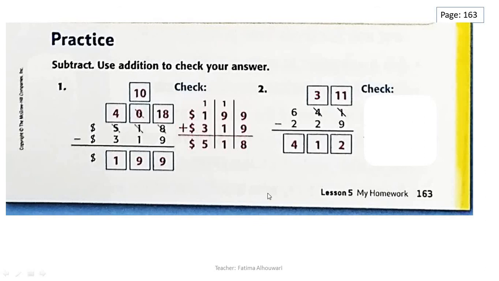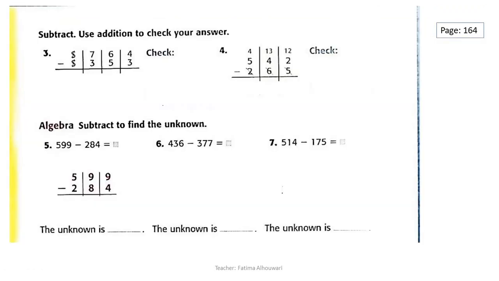The same for question number 2. 641 minus 229. The difference is 412. And to check, we can add these two numbers and we will get 641, which is the same as this number. So our answer is correct. Let's see the next page.